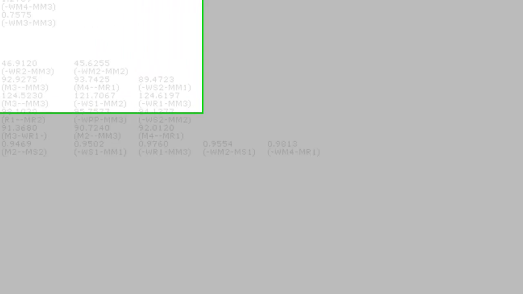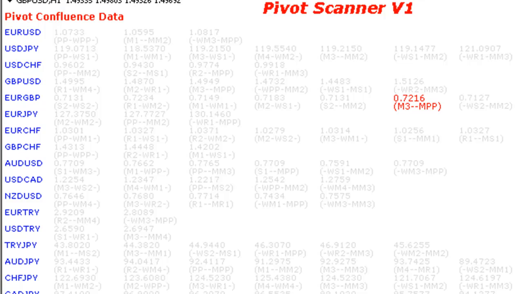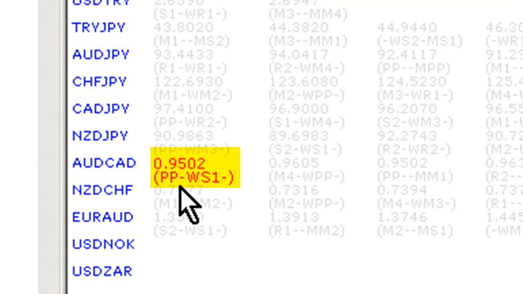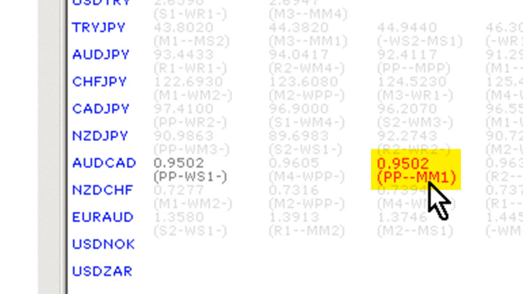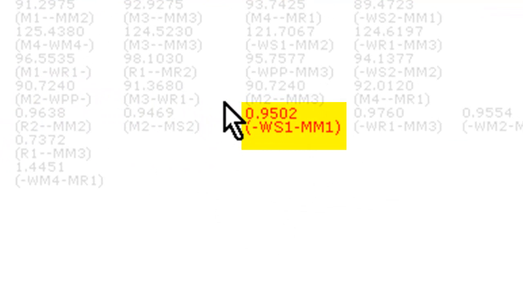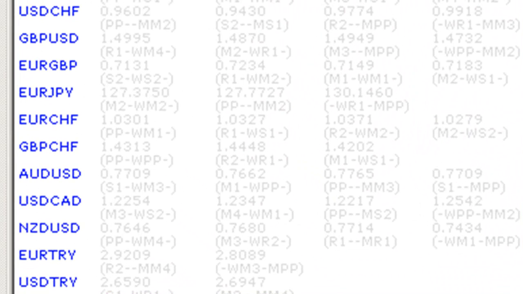Euro, sterling, twin pivot proximity alert, daily M3 pivot, monthly central pivot. Euro, Swiss franc, twin pivot proximity alert, weekly WN1 pivot, monthly MS1 pivot. Aussie dollar, Canadian dollar, twin pivot proximity alert, daily central pivot, weekly WS1 pivot. Aussie dollar, Canadian dollar, twin pivot proximity alert, weekly WS1 pivot, monthly MM1 pivot. Euro, Swiss franc, twin pivot proximity alert, daily central pivot, weekly WM1 pivot.